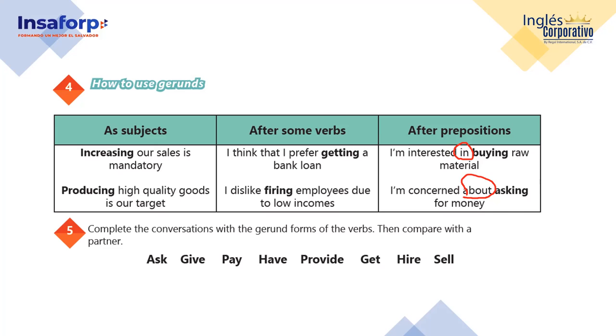¿Cómo lo voy a decir en Spanish? Estoy interesado en comprar. That's it. Nuevo material. Yes. What is raw material? Materia prima. That's it.